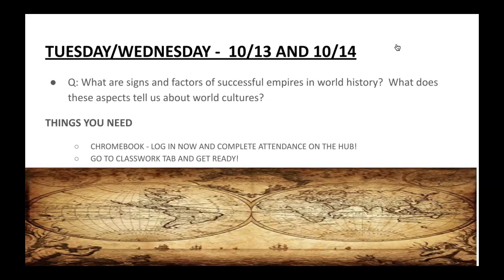So, from the lesson on Tuesday and Wednesday, we were closing out the unit with our last piece of content there about the rise of early empires in the ancient world. So what are signs and factors of successful empires in world history, and generally speaking, what do these aspects tell us about world cultures? So we're going to look at some of those things that we discussed in the lesson right now.